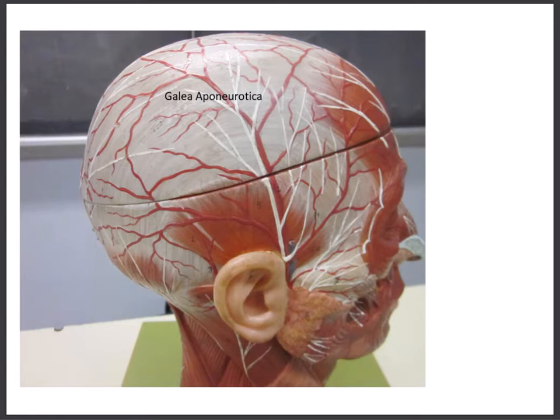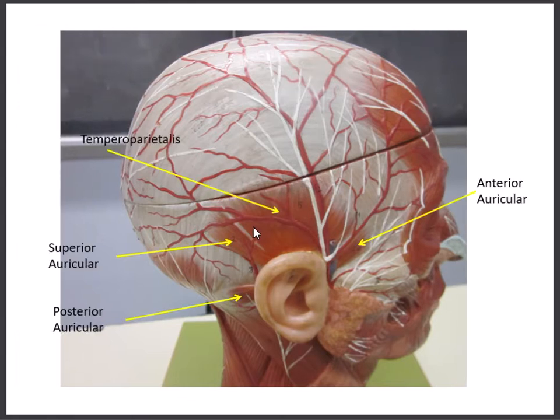Their actions are to move the ear, we're going to see. Okay, so those are the three auriculars, 2 and 3. And then this one up over here is the temporoparietalis. So let's take a look at their actions.